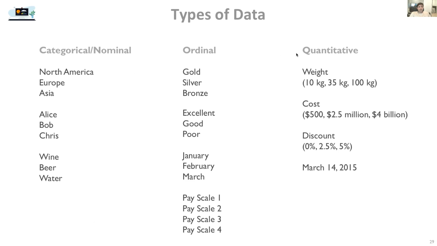Quantitative data means we have numbers. Quantitative or numerical data is data that can be measured and aggregated. For example, weight, cost, discount, and date. It should be noted that date can also be considered ordinal, as one date is bigger than the date before it, so there is a clear order.